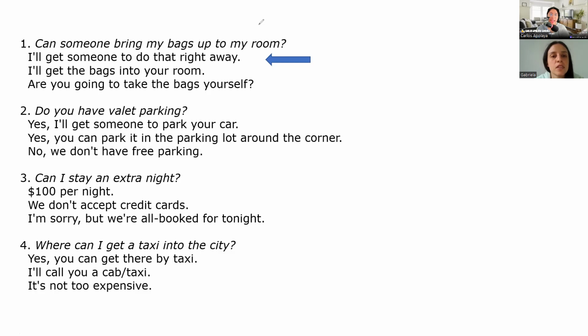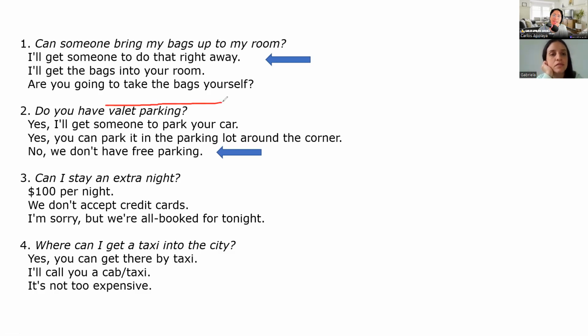También recuerda que pues al get or I will send for, voy a solicitar a alguien, send for somebody. Don't forget. Do you have a valet parking? What's your answer? Yes, you can park it in the parking lot around the corner. It says, do you have valet parking? You say, no, we don't have free parking. Look at this. Yes, you can park it in the parking lot around the corner.